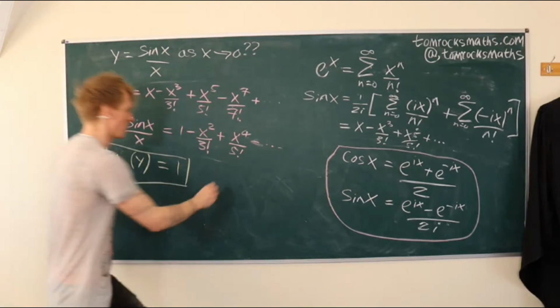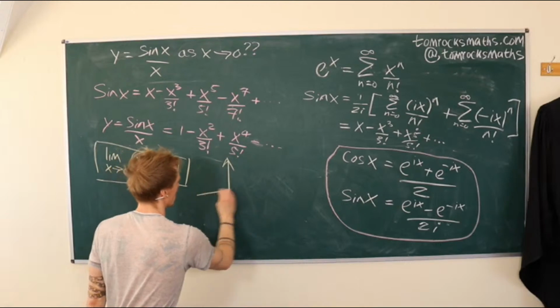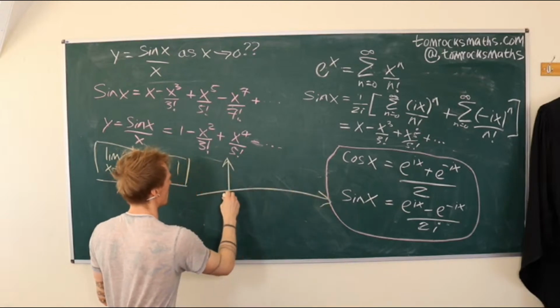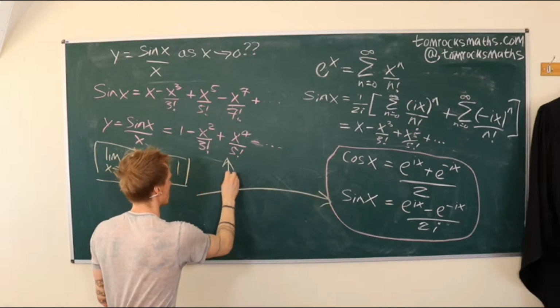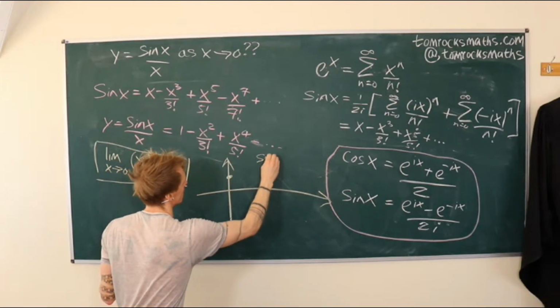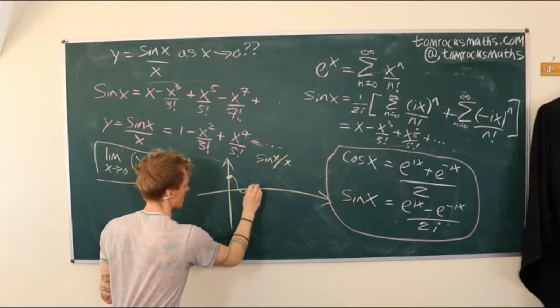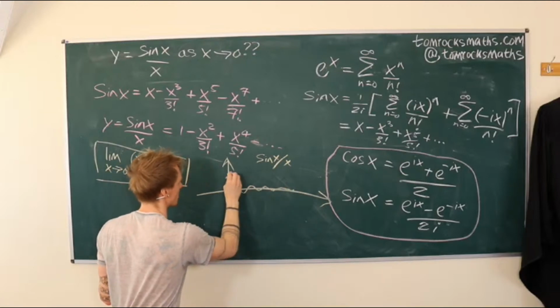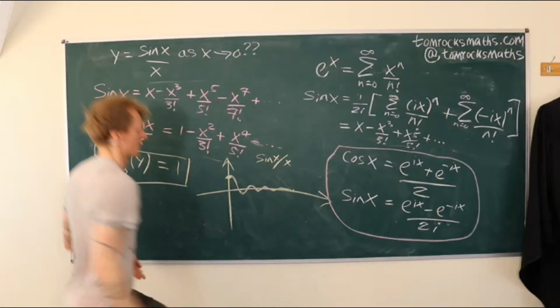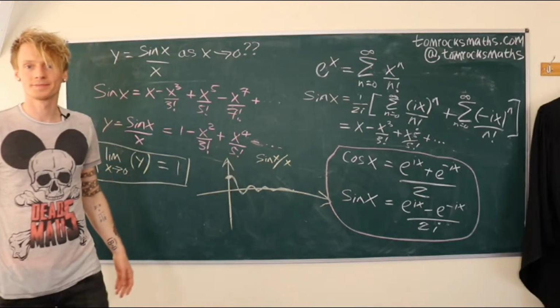And so on our graph, to come full circle, the graph of sine x over x starts at 1, and then it starts to decay and goes really flat. So something like that is what it looks like.